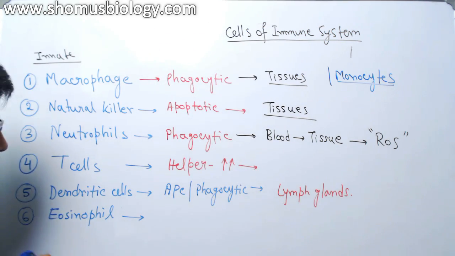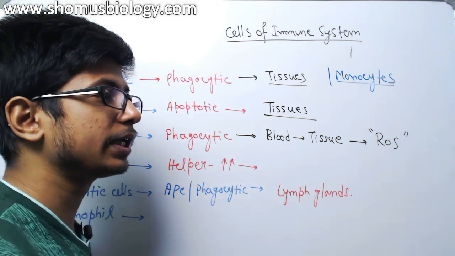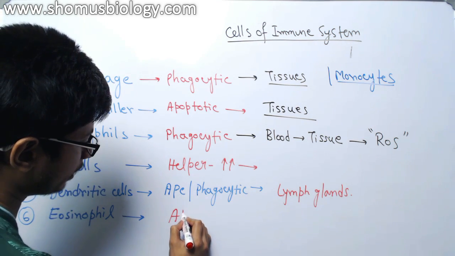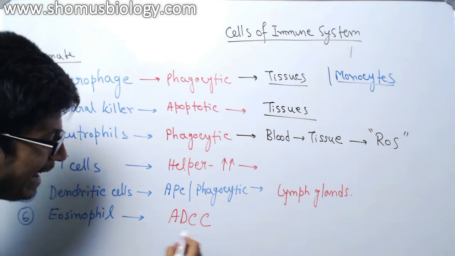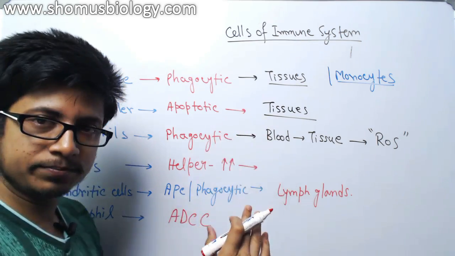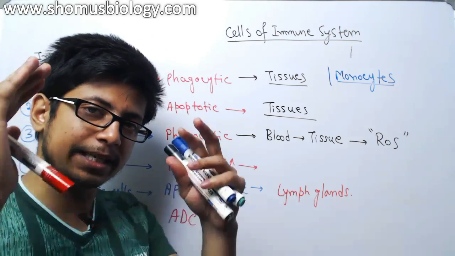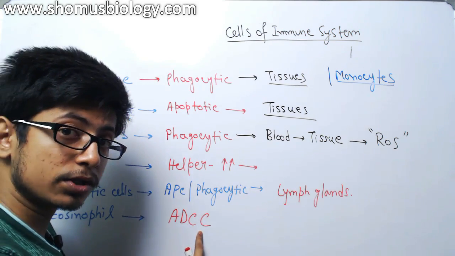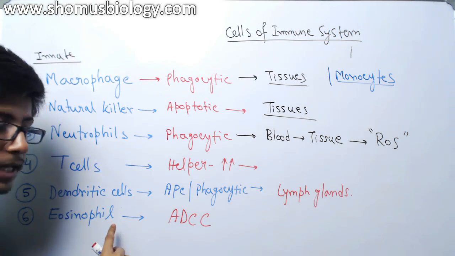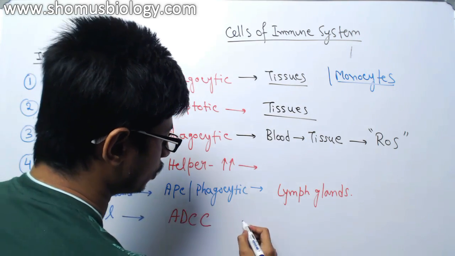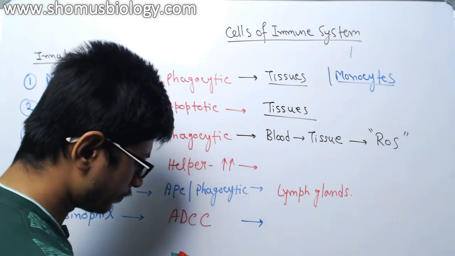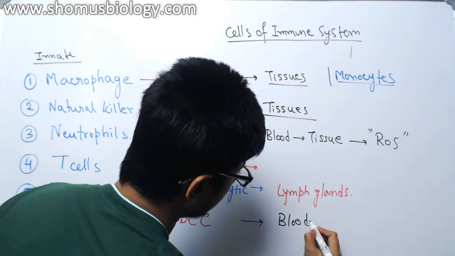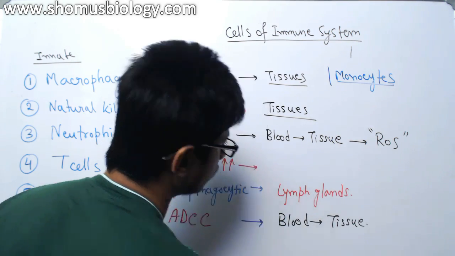Now, the job of eosinophil is not actually phagocytic, but it releases some chemical factors that can kill. It's known as antibody-dependent cellular cytotoxicity, or ADCC, because the worm is there, antibody is coating the worm, and eosinophil is interacting, releasing factors. So it's antibody-dependent cellular cytotoxicity mediated by eosinophil. That is part of the job of eosinophil. And eosinophil again moves from blood to the tissue, just like the other white blood cells.